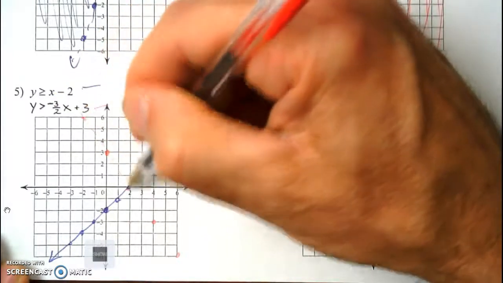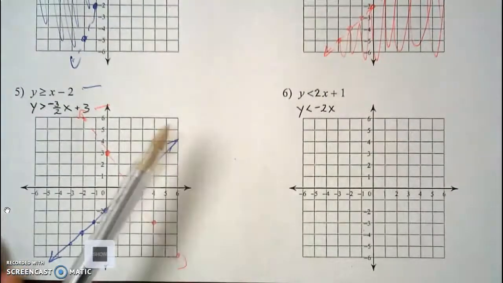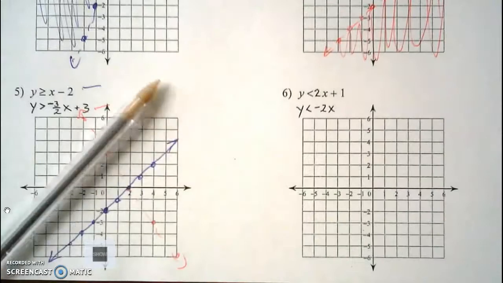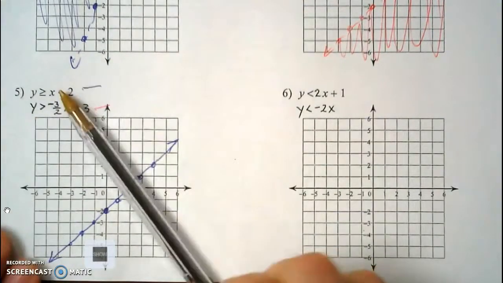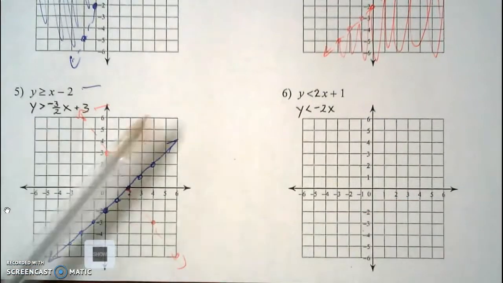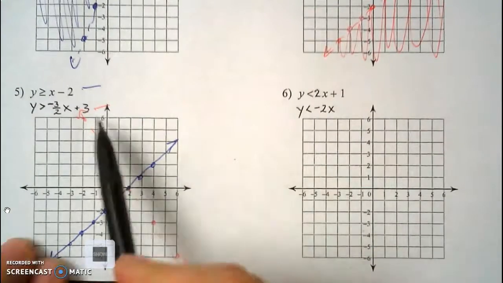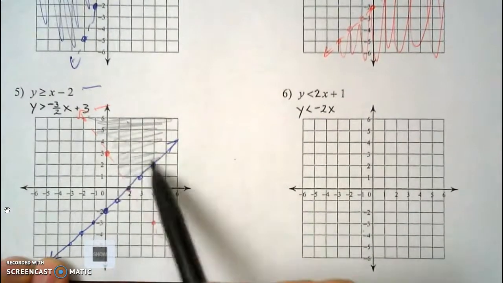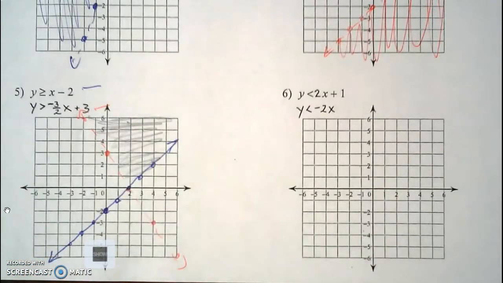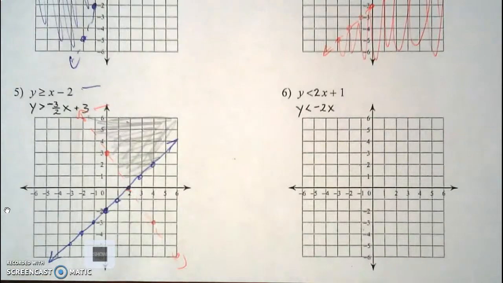So I'll do that. Now, I would shade above the blue line, because it's greater than or equal to, and so is that. I'm shading above the red line and above the blue line. They would overlap right here. See, I'm above the blue line and I'm above the red line. So it's a little different. This is a system of inequalities.